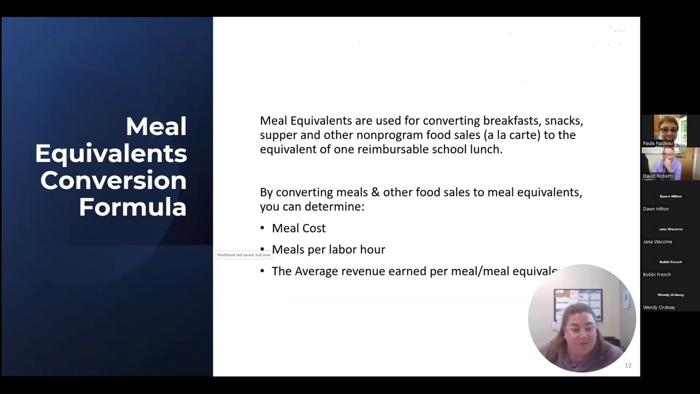The next item we're going to talk about is meal equivalents, the conversion formula. Meal equivalents are used to convert your breakfast, snack, supper, and other non-food sales, like a la carte, to an equivalent of one reimbursable school lunch. By converting the meals and other food sales to meal equivalents, you can determine meal cost, meals per labor hour, and the average revenue earned per meal equivalent. Today, we're going to talk about meals per labor hour.